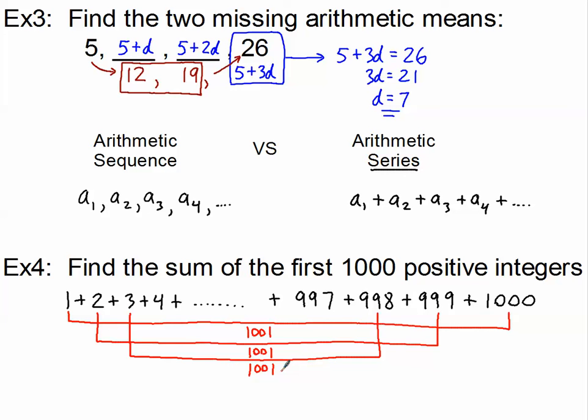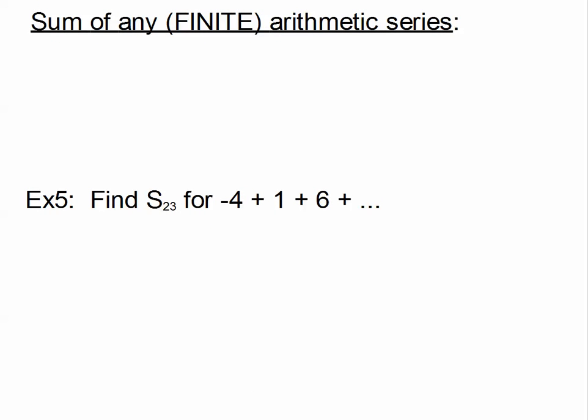So the question is, how many pairs are there? Well, if you have 1,000 terms, then that must mean that you have 500 pairs of 1,001. And that sum would be 500,500. And that is our answer. The mathematician who came up with reorganizing these terms into a better order got to the answer a whole lot faster. And I like to remember this problem when I'm trying to remember this formula.